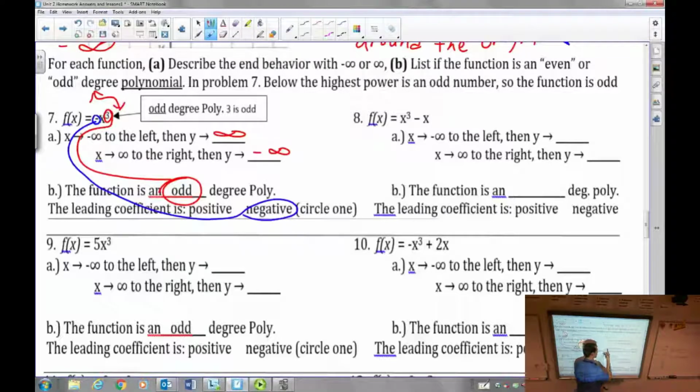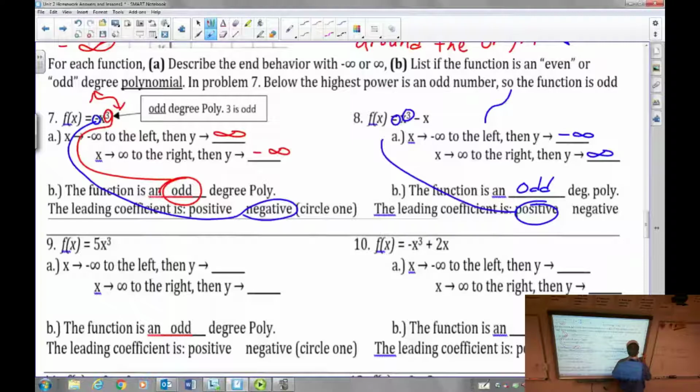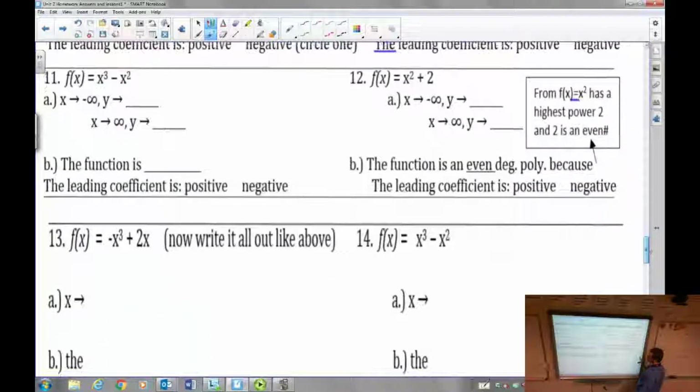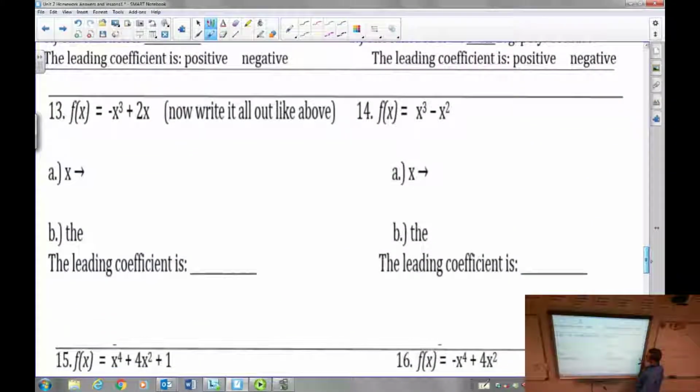You can see over here now that this function is also an odd degree polynomial because the 3 is odd. And then this one is actually a positive leading coefficient because that's just a positive 1 next to it. And since it's x cubed, we know that it goes like that. So going to the left would be negative infinity, and going to the right would be positive infinity. That's pretty awesome. I didn't have to look at my calculator. It's crazy. So I'll jump down to maybe some tricky ones here.